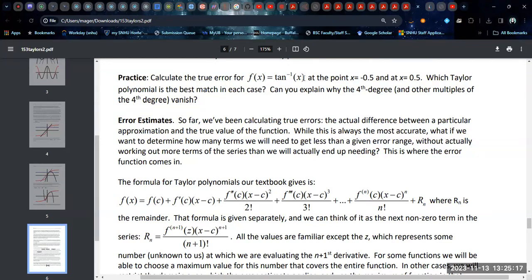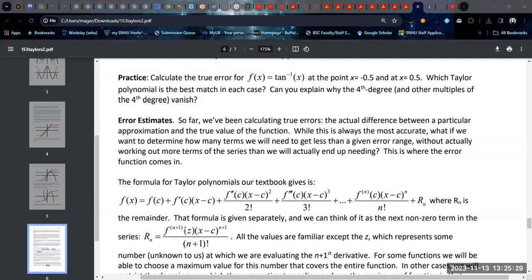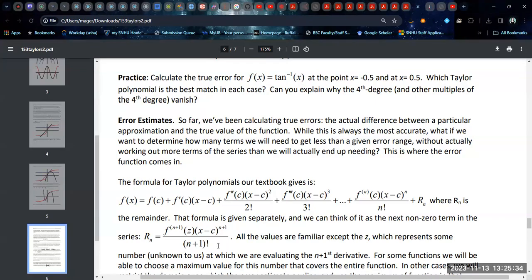Now, the inverse tangent function itself has a maximum value on that interval, which in absolute value is pi over 2, but its derivative doesn't necessarily have that same maximum value. So what you would have to do is calculate that fifth derivative, and then find out what the maximum value on the interval in question is.